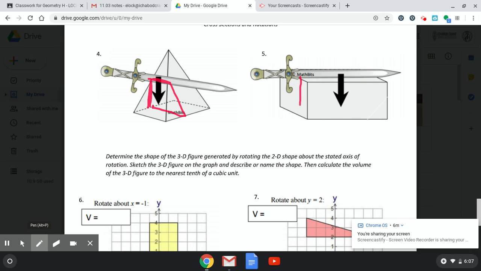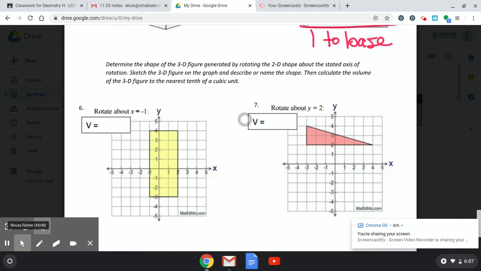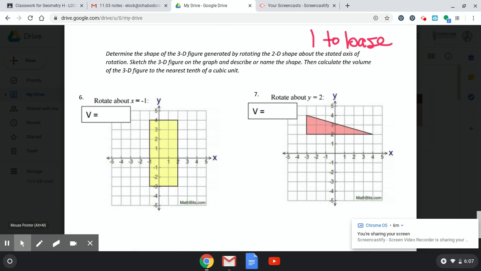Number 5, if it's going straight down, that's going to be perpendicular to the base. That creates a rectangle. Now looking at 6 and 7, determine the shape of the 3D figure generated by rotating the 2D object.